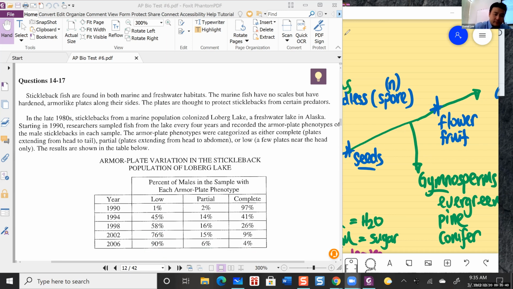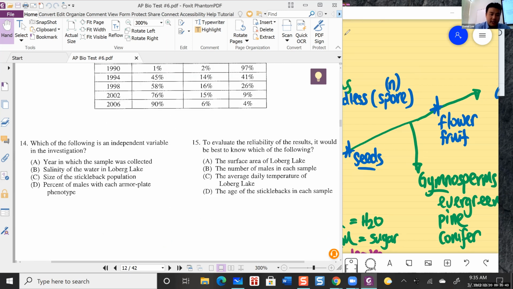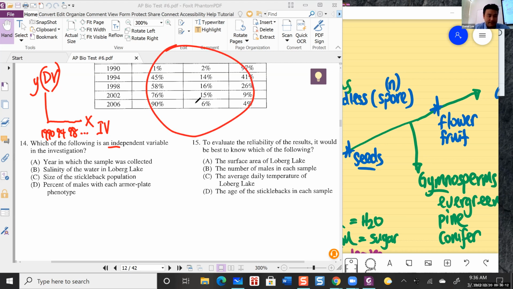Yeah. All right, let's see. So number 14, which is an independent? So sometimes when I look at the question, I still can't help myself to draw X and Y. And then so I don't want to make a mistake on this. So independent would be the x-axis, independent variable, because y depends on x. So y is the dependent. So I'm looking for the x-axis, and that will be the time, right? So 1990, 94, 98, and so forth. And phenotypes are the y-axis. Okay, so number 14 is A.